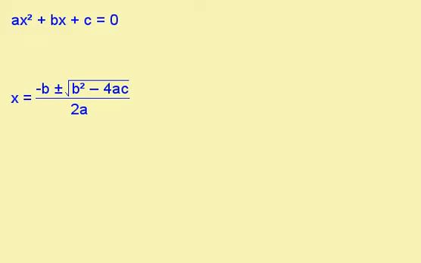When you are given a quadratic equation of the form ax squared plus bx plus c equals 0, where a, b and c are all numbers, you can solve it using this formula. You don't have to memorize this formula, it will be given to you on the exam paper.